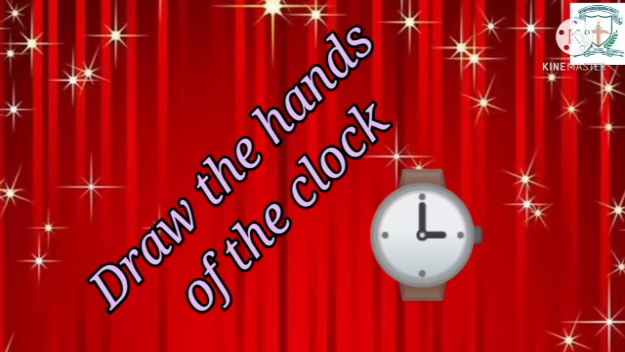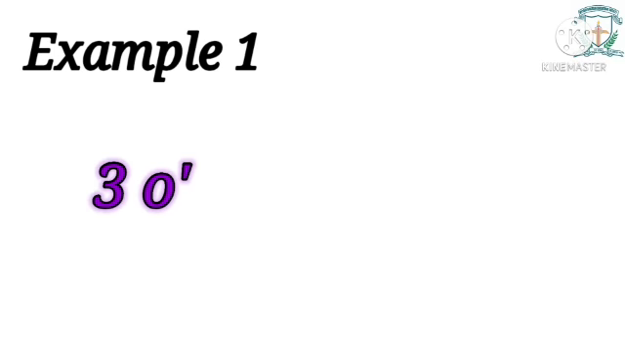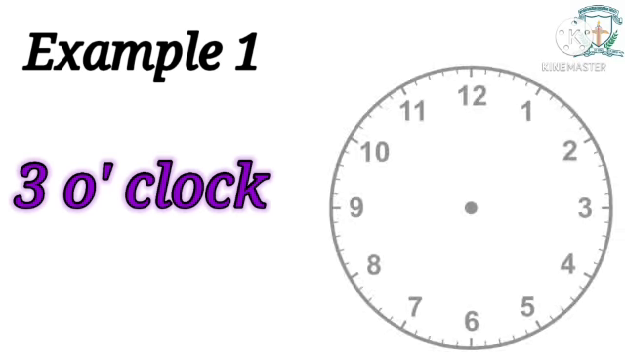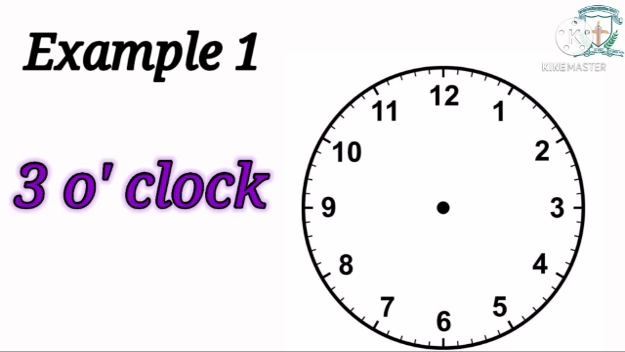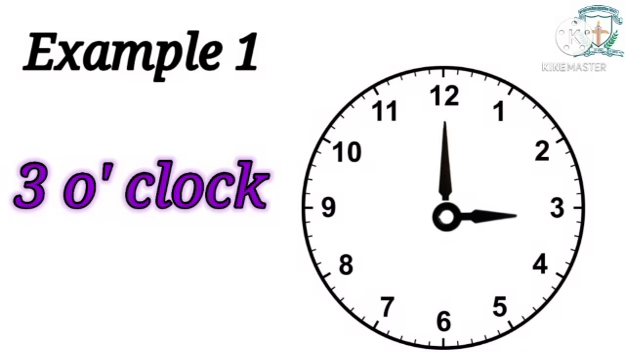Children, now we will learn to draw the hands of a clock for the given time. In the first example, we have to show 3 o'clock on the clock face. Since it is 3 o'clock, the hour hand should point at number 3 and the minute hand should point at number 12.